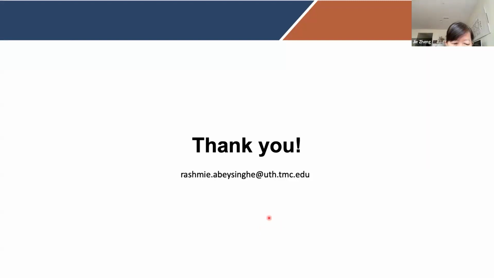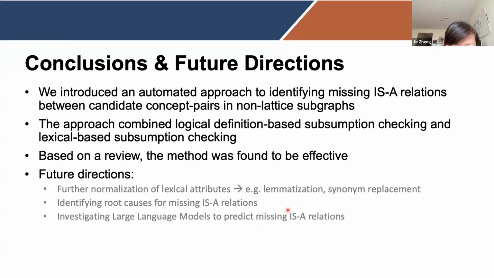Yeah, I just have one quick question. I think it's a very good presentation, and you also mentioned in your future direction, whether large language models could be used to fill in that missing is-a relation. I'm just wondering, because I haven't worked with SNOMED ontology, I've just used some terms: the version you're using, is it after running the reasoner or not?